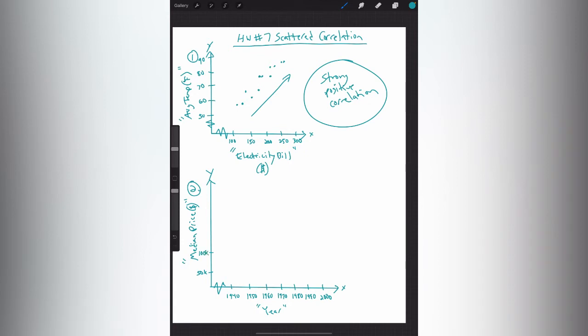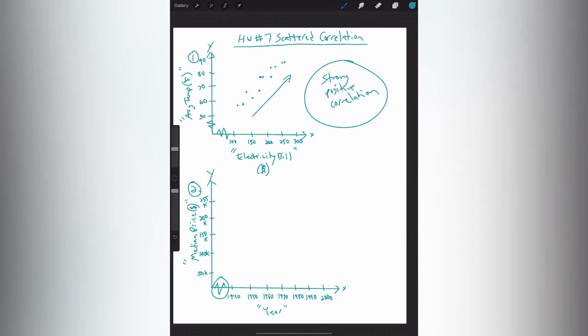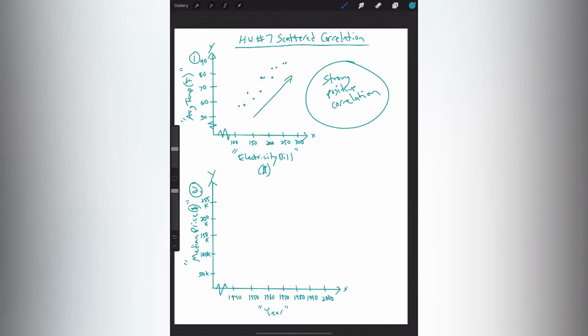100K. 150K. 200K. And 250K. K just stands for 1,000. All right. So looking at this graph, I'm starting in 1940. I don't have the data for 1930 and below, so I'm not even going to recognize that. All right. So moving on.